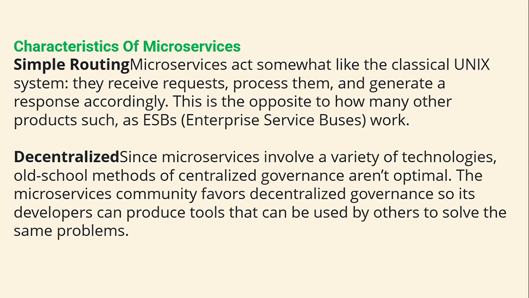Simple routing is another characteristic of microservice. So microservice acts as somewhat like a classical Unix system. The receiver requests, then processes them, and generates a response accordingly. This is opposite to how many other products such as ESB Enterprise Service Bus work. It is decentralized as well. So since microservices involve a variety of technologies, old school methods of centralized governance are not optimal here. The microservice community favors decentralized governance, so its developers can produce tools that can be used by others to solve the same problems.